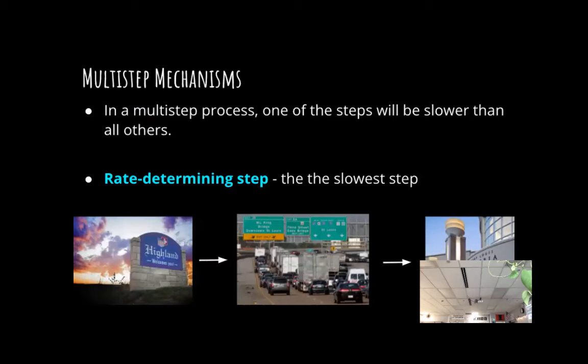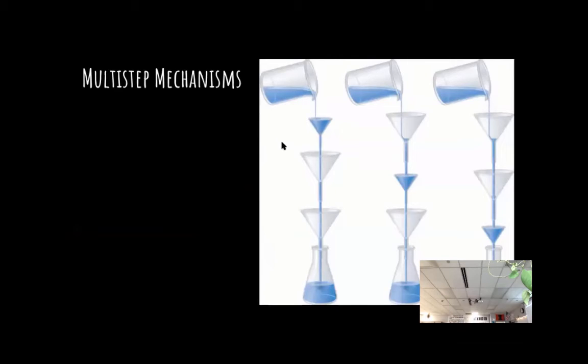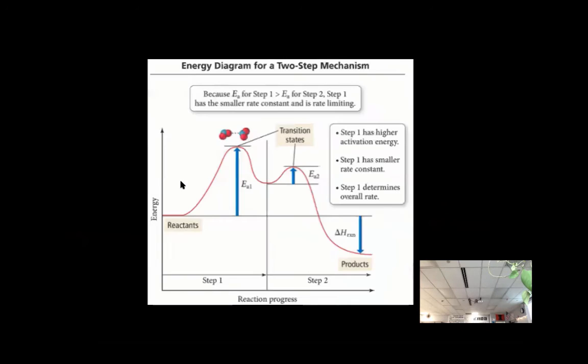The example we've used before is driving from here to the mall. If you break it down into three steps, first step from here to the bridge, second step getting across the bridge, third step from the bridge to the mall, almost always the bridge is going to be your rate limiting step. It doesn't matter how fast you can get to the bridge or how fast you can get from the other side of the bridge to the mall. If there's traffic on the bridge, that's going to slow your overall process down. Another visual example that's sometimes used are funnels. If you think of this as a three-step process, wherever that small funnel is, that's going to slow the whole process down. So that would be the rate limiting step.